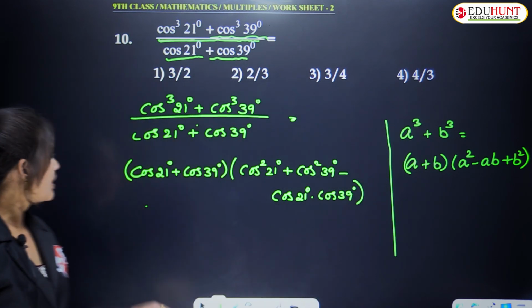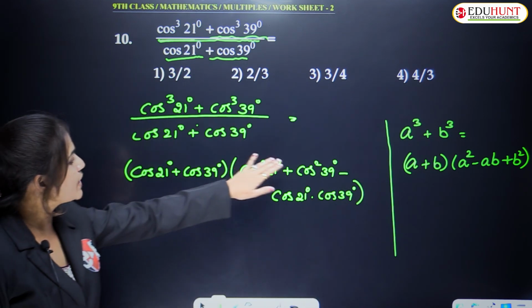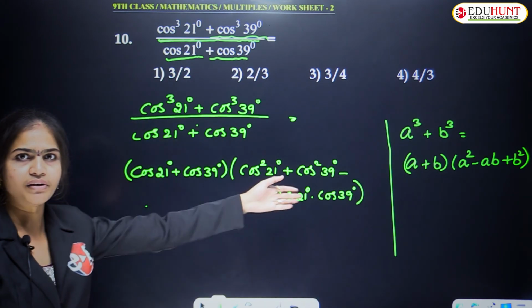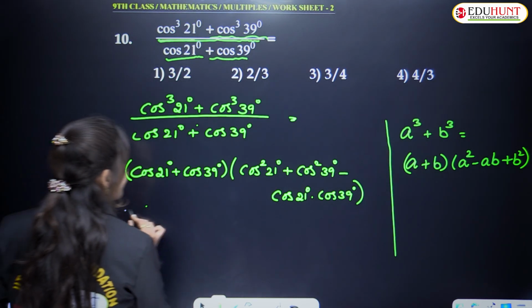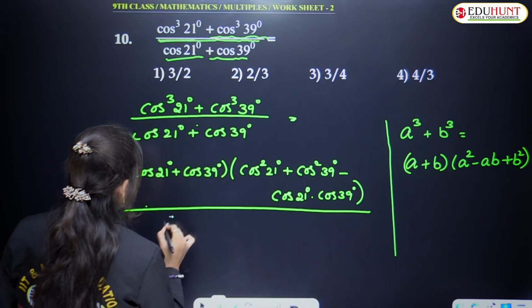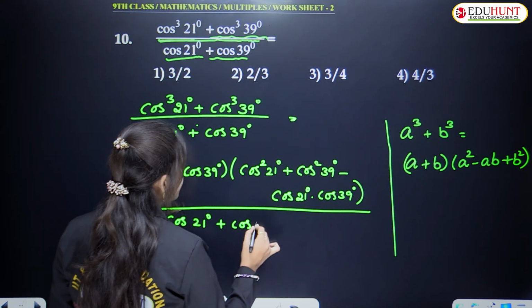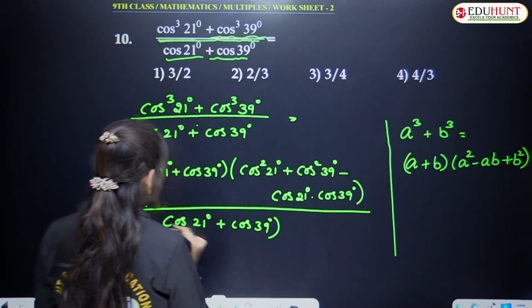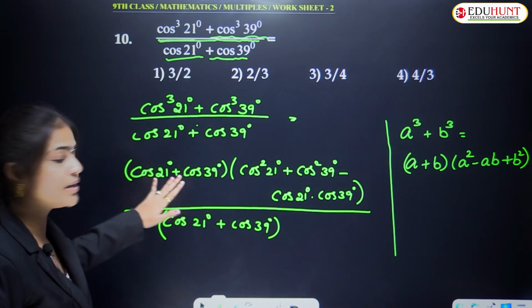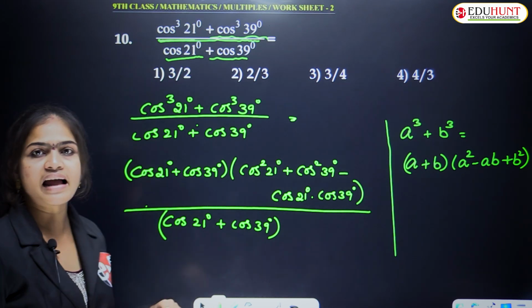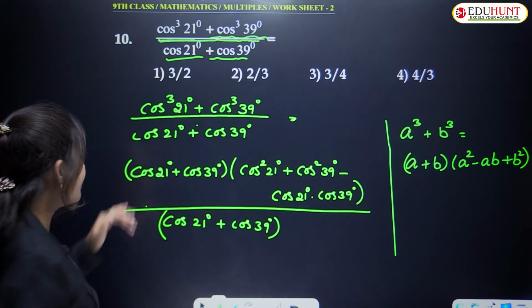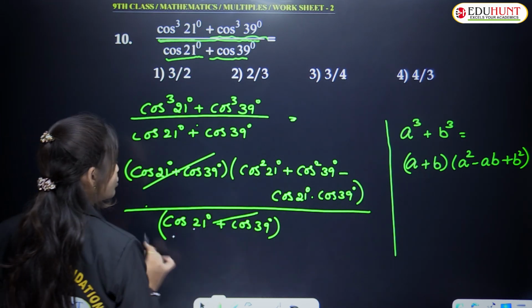Am I clear? See here, a plus b into a square plus b square minus ab. Anyway, we can write this one, no? So whole by cos 21 degrees plus cos 39 degrees. So when you observe this fraction, both numerator and denominator have the common term, no? So common term there means we can cancel those two terms.